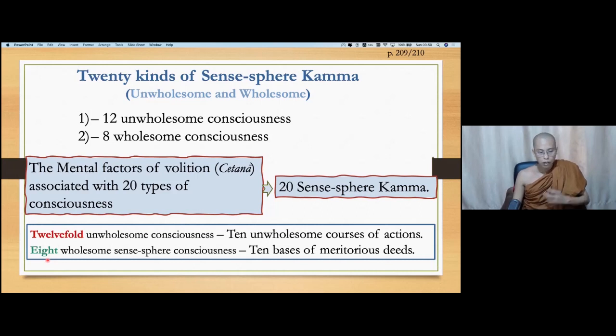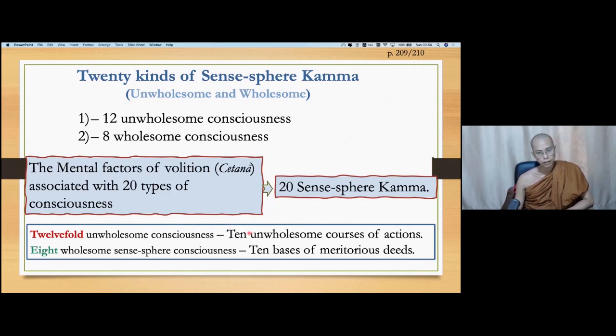In the same way, when the 8 wholesome consciousness arise, the volition or cetana accompanies. That volition gives the encouragement of the forces to the other mental factors, including the consciousness, and to perform the 10 bases of meritorious deed, the 10 punya kriya vatthu. Then after performing the punya kriya vatthu, that volition is powerful to produce the pleasant resultant in the future. That is why it is called karma.